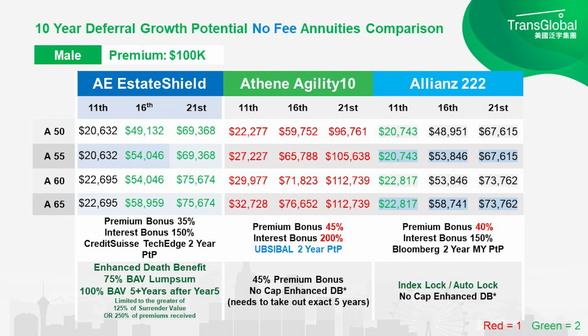The reason why we have this comparison page is because these three products all need to wait 10 years to start your income. They all need to wait 10 years. So they're deferred income annuities. We have American Equity Estate Shield, I think Agility 10, and Allianz 222, and I think Agility 10 in this case, income after 10 years, they won. What about if we put ABC here?